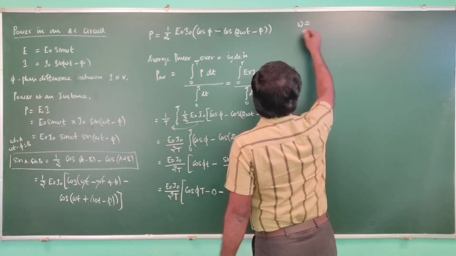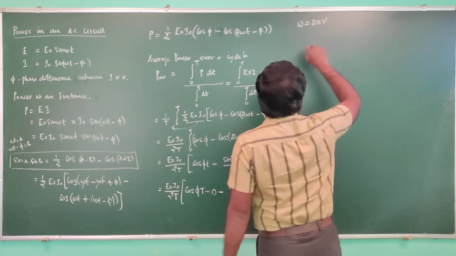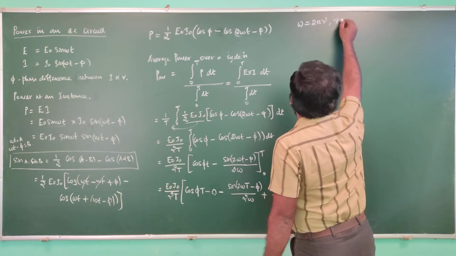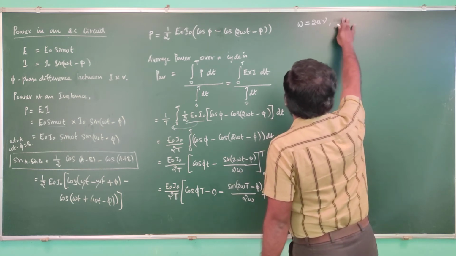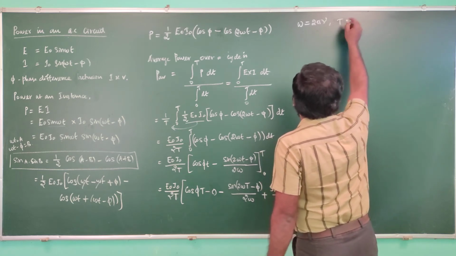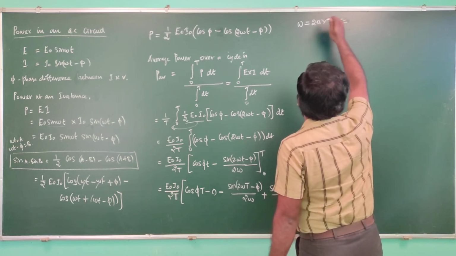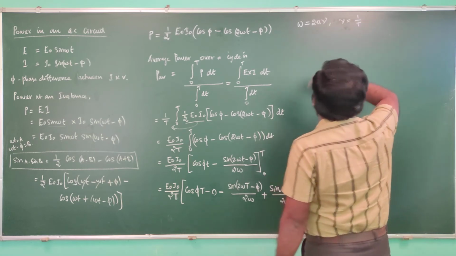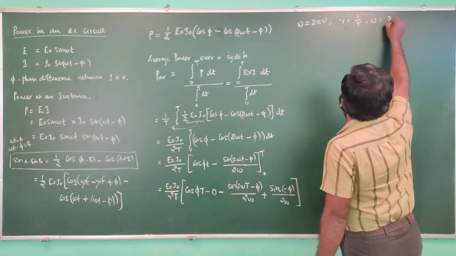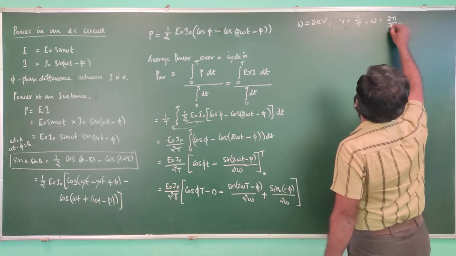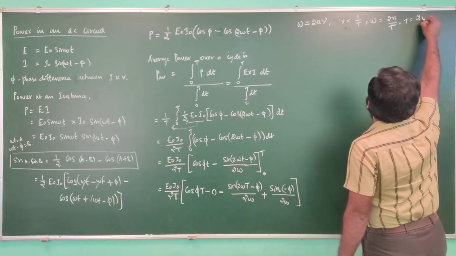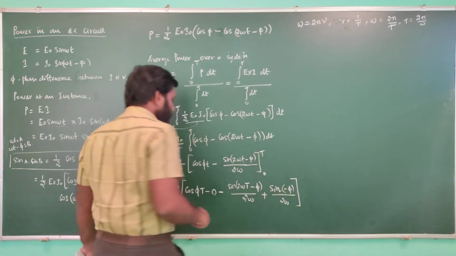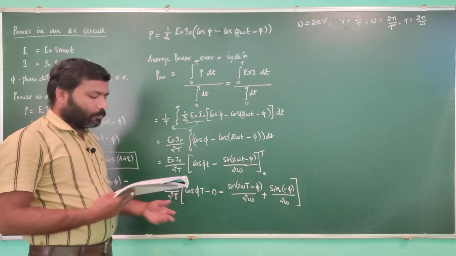So now omega is an angular frequency that you can write as 2 pi nu. You can write the angular frequency in terms of linear frequency, so that nu equals omega by 2 pi. The relation between the period T and the frequency nu is nu equal to 1 by T, so that omega equals 2 pi by T, or you can write T equal to 2 pi by omega, so that we can substitute here.